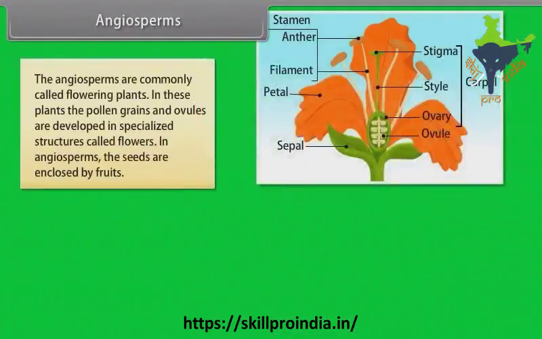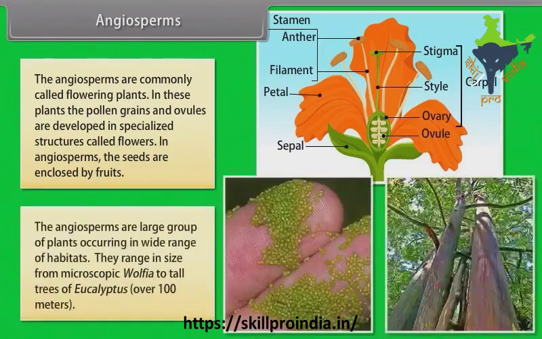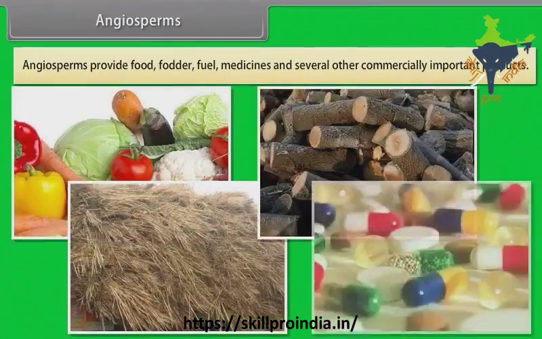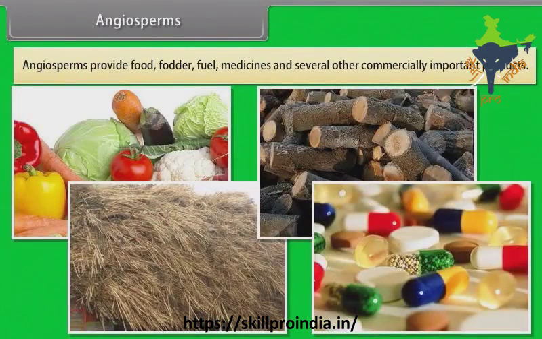The angiosperms are commonly called flowering plants. In these plants, the pollen grains and ovules are developed in specialized structures called flowers. In angiosperms, the seeds are enclosed by fruits. The angiosperms are a large group of plants occurring in a wide range of habitats. They range in size from microscopic Wolffia to tall trees of Eucalyptus over 100 meters. Angiosperms provide food, fodder, fuel, medicines, and several other commercially important products.